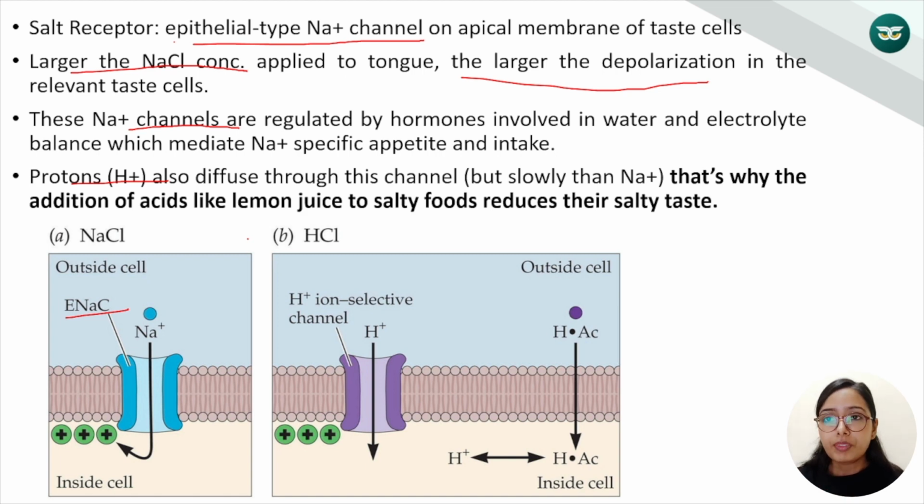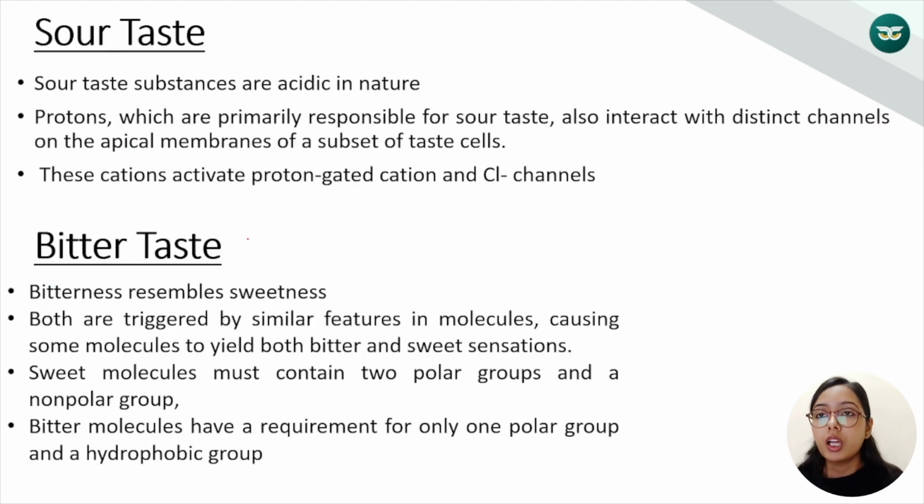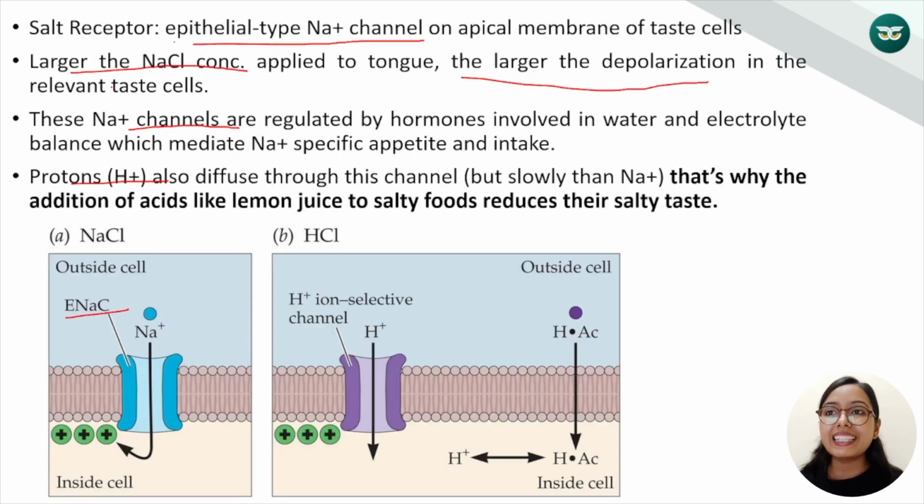So that's how the reception or perception of the salty taste, the sodium ions, in the tongue takes place. Now talking about the sour taste, as we discussed, the hydrogen ion receptor is similar to that of the sodium ion. However, the overall diffusion is a little slow, but the receptor is the same, the epithelial sodium channel, but in case of sour taste it is the hydrogen ion channel.